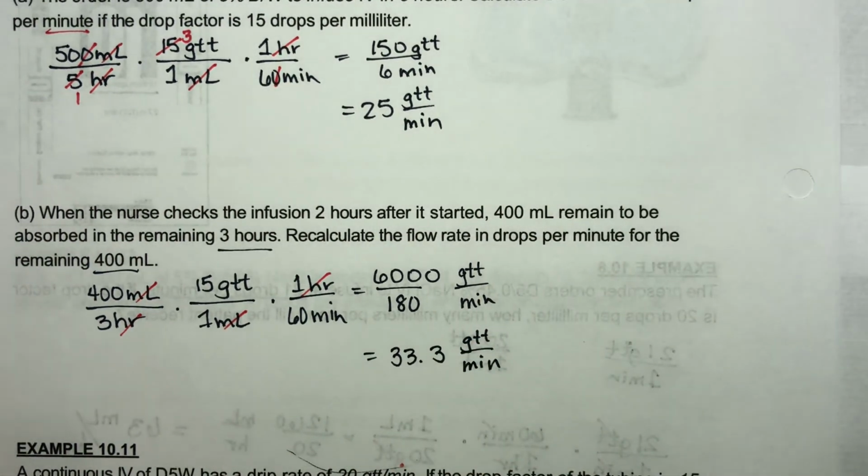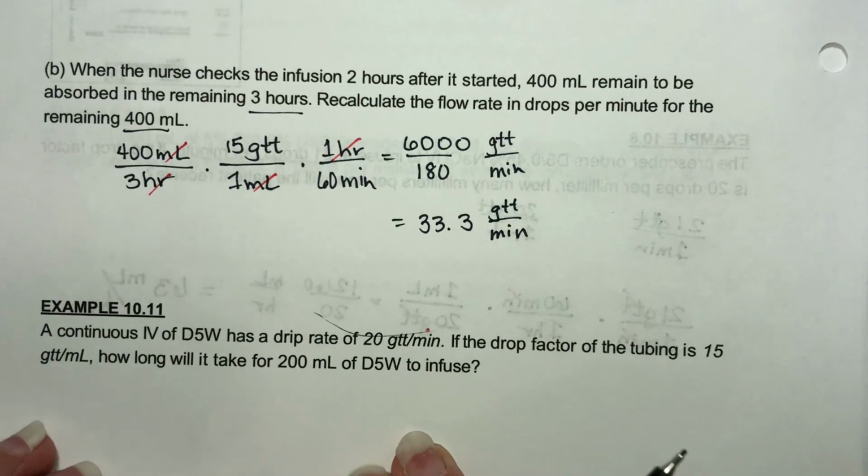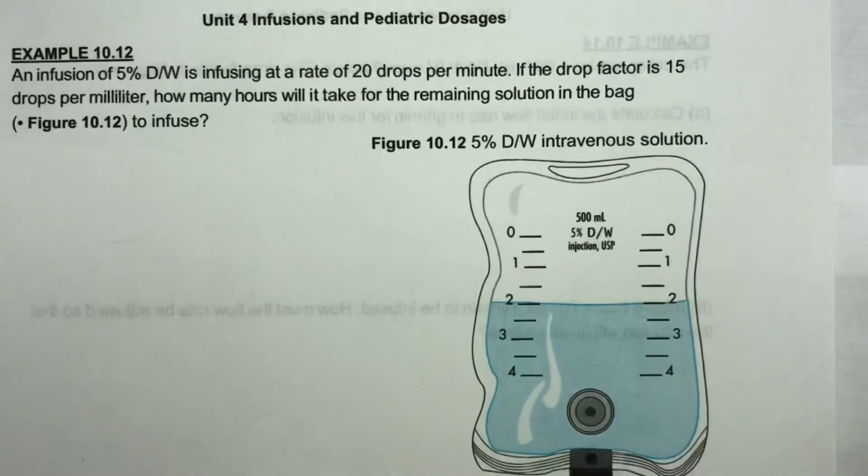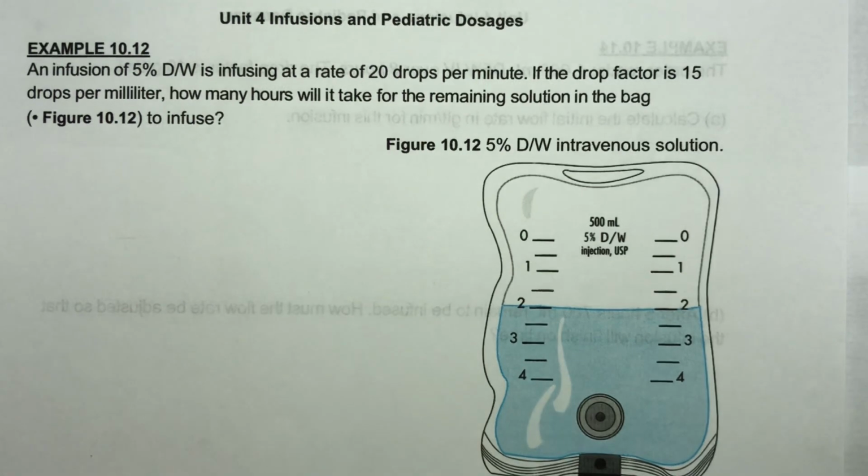Okay, now number 11 is exactly the same as number 12, but without the picture you need. So we'll skip 11 and we'll pick up number 12 in the next part.